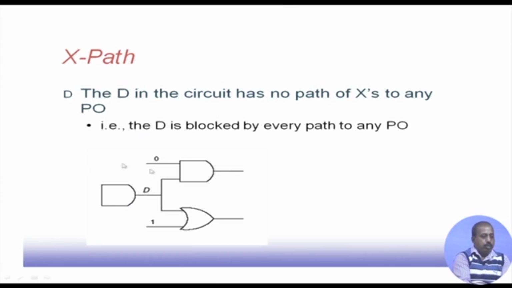So, the D in the circuit has no path of access to any of the primary outputs. Here you see there is a D that you want to propagate. This input is already 0 and this input is already 1. So, this D cannot be propagated to any of the primary outputs. That is why I will say that there is no X path to propagate this D to the primary output. So, D is blocked.